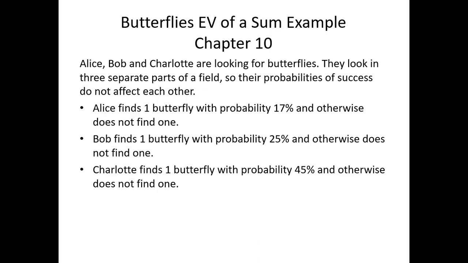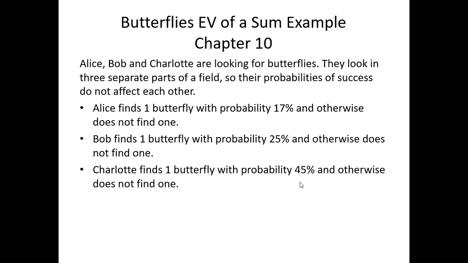Okay, let's take a look at a butterflies problem. You'll see these throughout our textbook, but a key idea comes out of this problem. You might think it's simple, but it's important to understand this because there's a key solution technique that gets used throughout the textbook. So let's say Alice, Bob, and Charlotte are looking for butterflies. They look in 3 separate parts of a field, so their probabilities of success do not affect each other. In other words, they're independent.